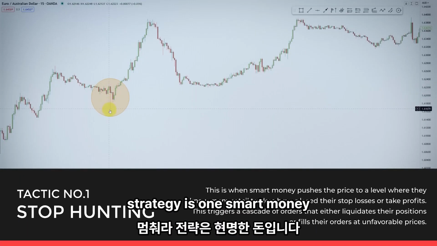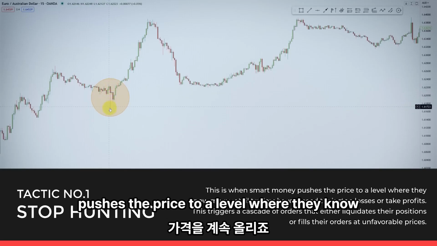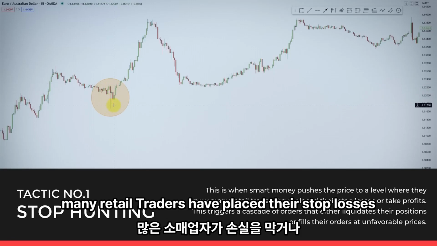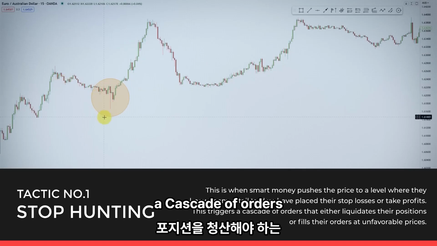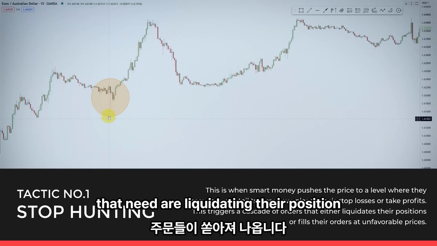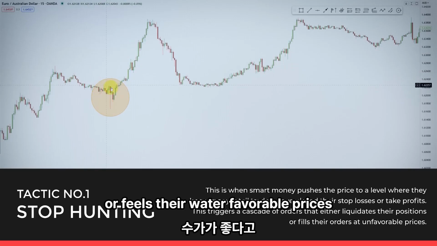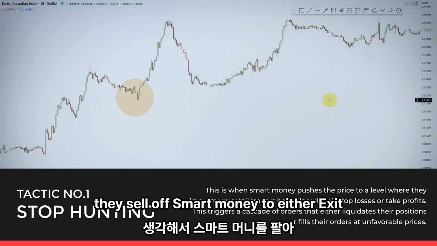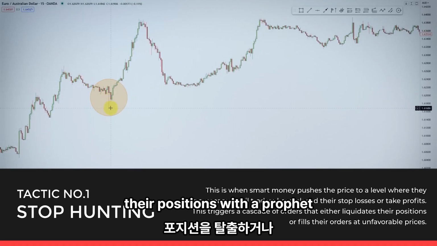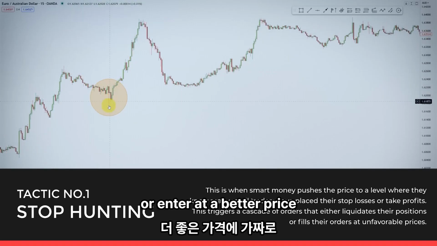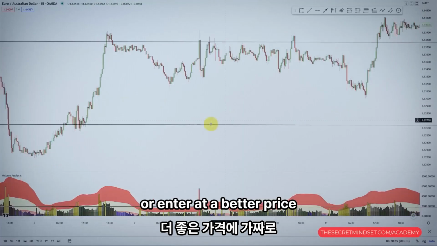Stop hunting is the most obvious strategy. This is when smart money pushes the price to a level where they know many retail traders have placed their stop losses or take profits. This triggers a cascade of orders that either liquidates their positions or fills their orders at unfavorable prices. This allows smart money to either exit their positions with a profit or enter new positions at a better price.